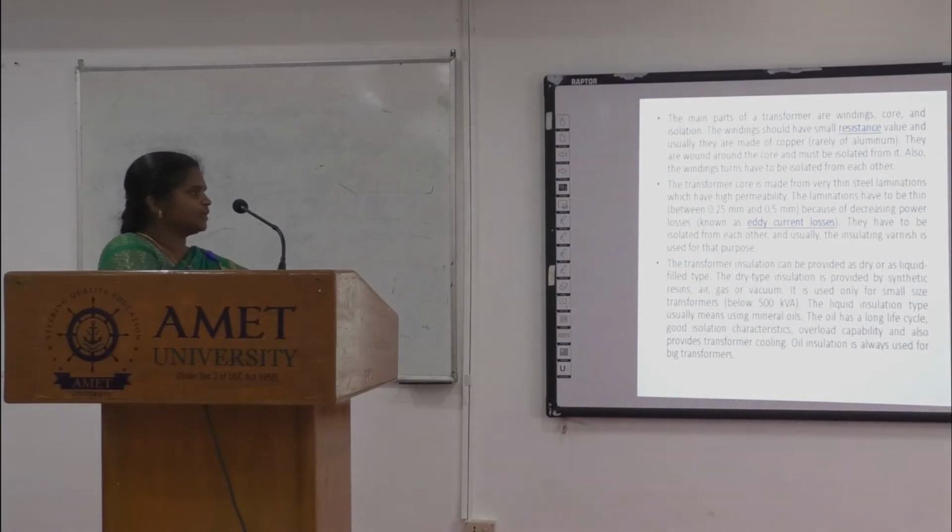They have to be isolated from each other. That is, the laminations have to be isolated from each other. And usually, insulating varnish is used for that purpose. The transformer insulation can be provided as dry type or liquid filled type. The dry type insulation is provided by synthetic resin, air, gas or vacuum. It is used only for small size transformers below 500 kVA.